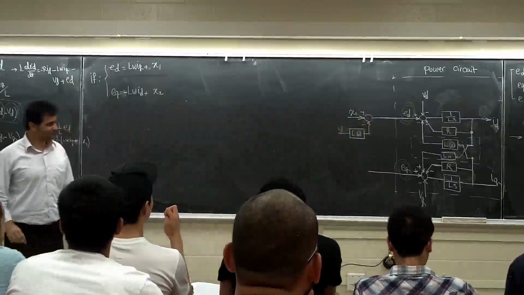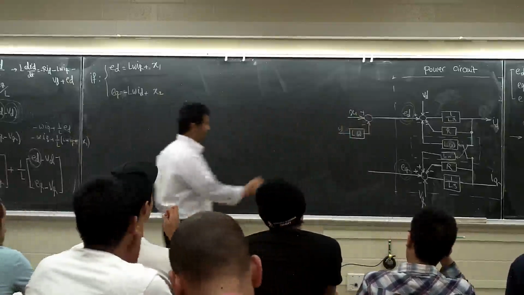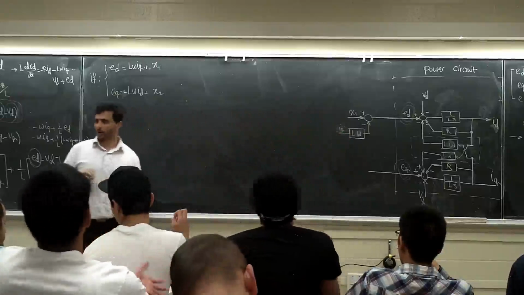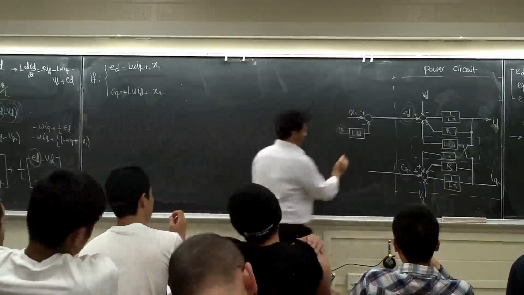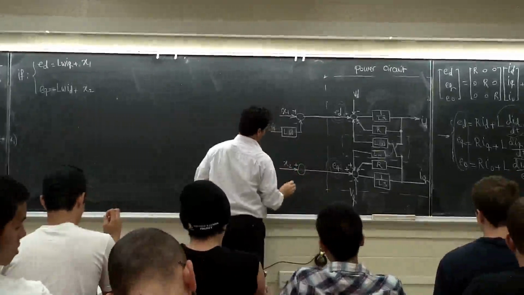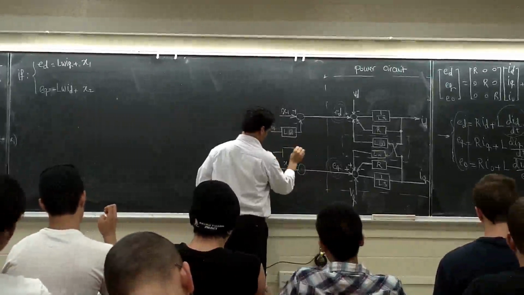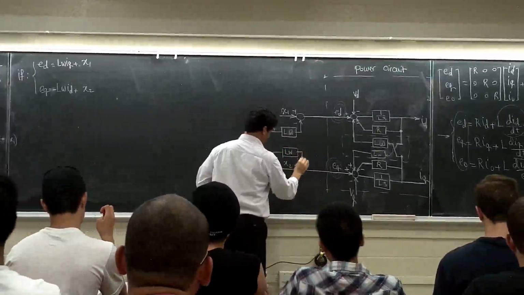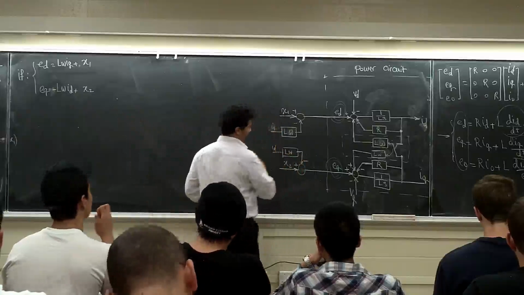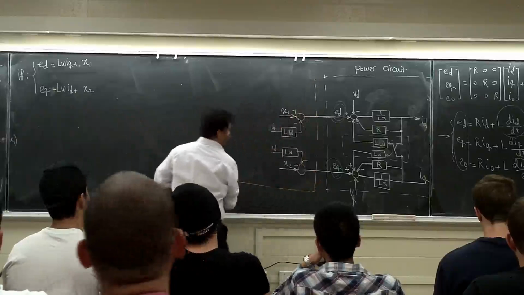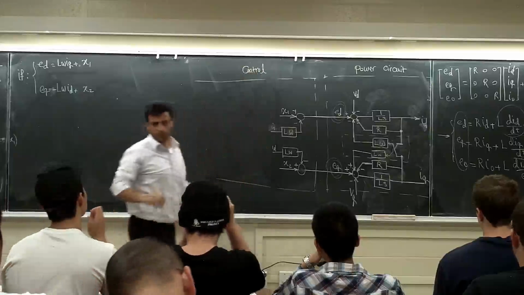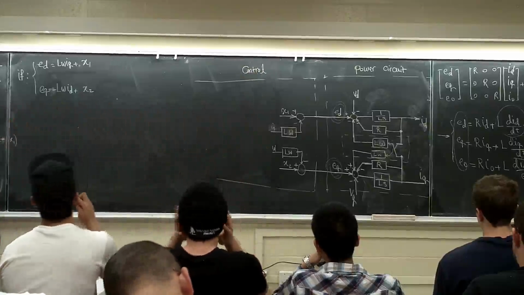IQ, sorry, IQ. Keep this one here, just I put it a little small. Let's put this one here. How about this one? I think this one was negative, right? Negative L omega I. This is the control. Control circuit, control board, control processor, whatever.